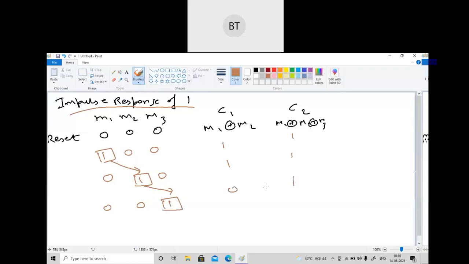Is this clear, how I have written the impulse response of 1? Is there any doubt in this? Please tell me. Now I have solved the first impulse response of 1.